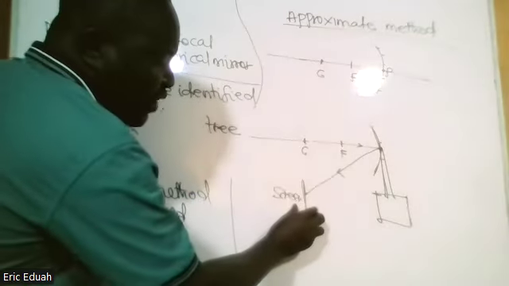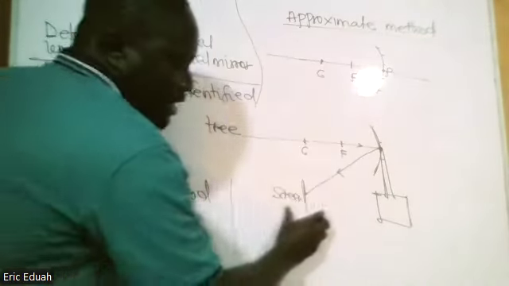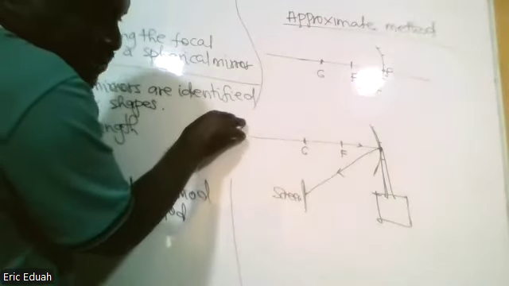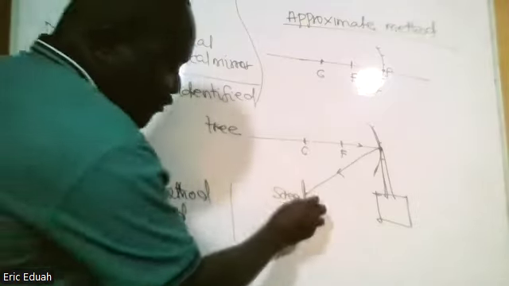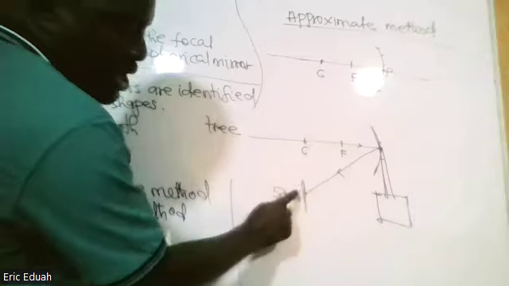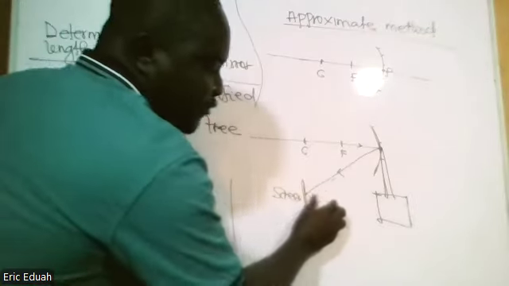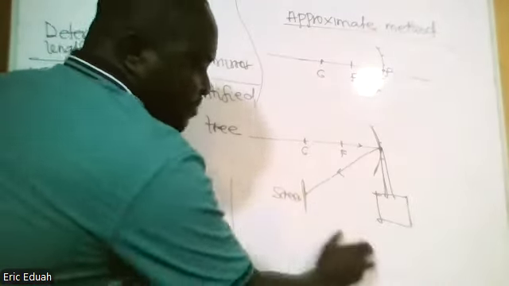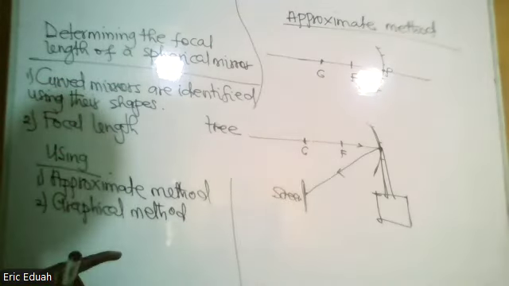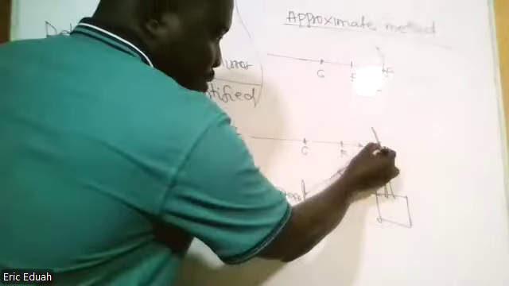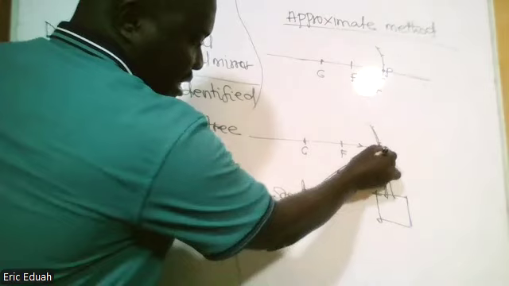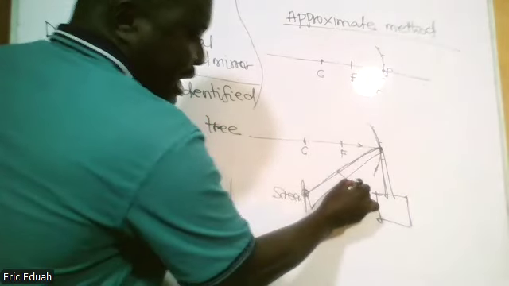And so by moving the screen back and forth, you can get a very sharp image of this tree or the flowers. If you focus the image of this tree on the screen, so if I move it front and back, and the image is sharp enough, then the distance between the mirror and the image formed on the screen becomes the focal length.